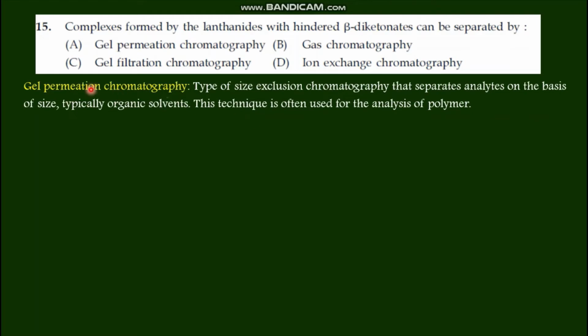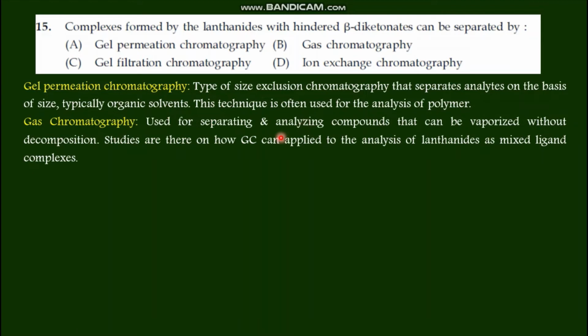First, gel permeation chromatography. It's a type of size exclusion chromatography that separates analytes on the basis of size, typically for organic solvents. This technique is used for the analysis of polymers. And gas chromatography is used to separate and analyze compounds that can be vaporized without any decomposition. This gas chromatography can be applied in the analysis of lanthanides as mixed ligand complexes. There are a lot of research papers based on this.